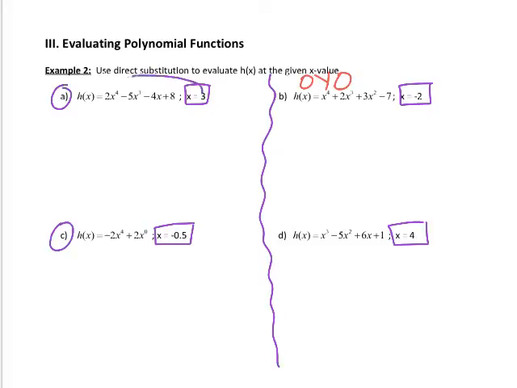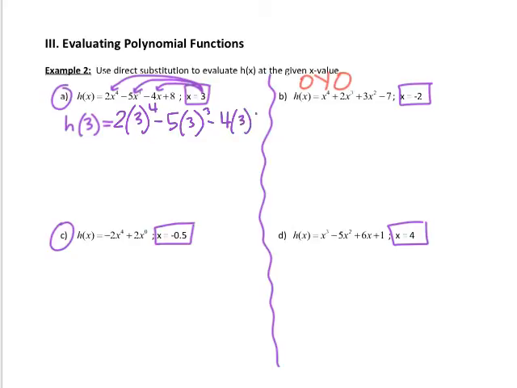When I plug 3 into each spot for x, this is how it's going to look. So function h, when I plug 3 in, that's what this means, h of 3, I'm going to write 3 for x each time I see an x. So 2 times 3 to the 4th minus 5 times 3 to the 3rd minus 4 times 3 plus 8. And then I just need to work that out. So I basically have to rewrite this again.